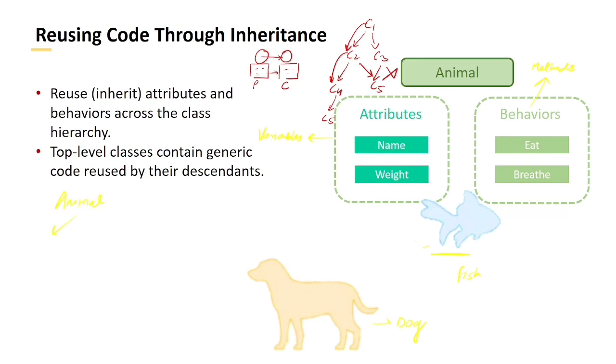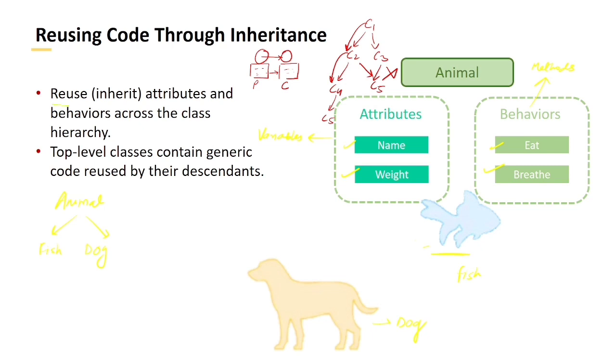An animal class can have two subclasses, let's say fish and dog. You can see this name, this weight, this eat and this breathe would be taken up by fish and dog, right? Because any animal has the attributes name and weight, and it has the behaviors eat and breathe. Therefore, all the subclasses will also inherit the attributes and the behavior of the superclass.